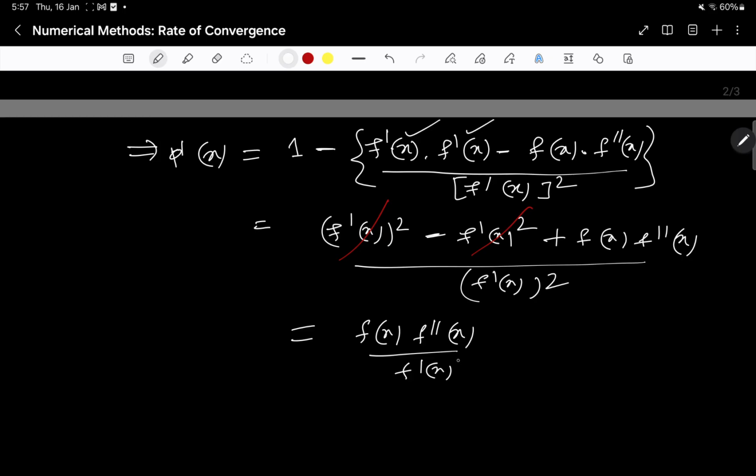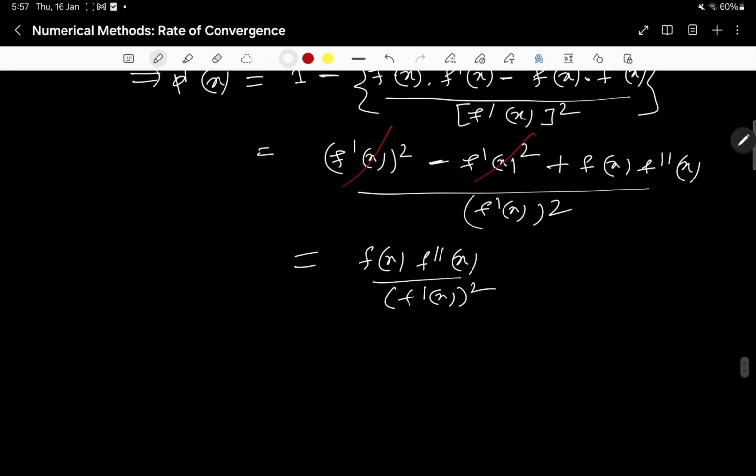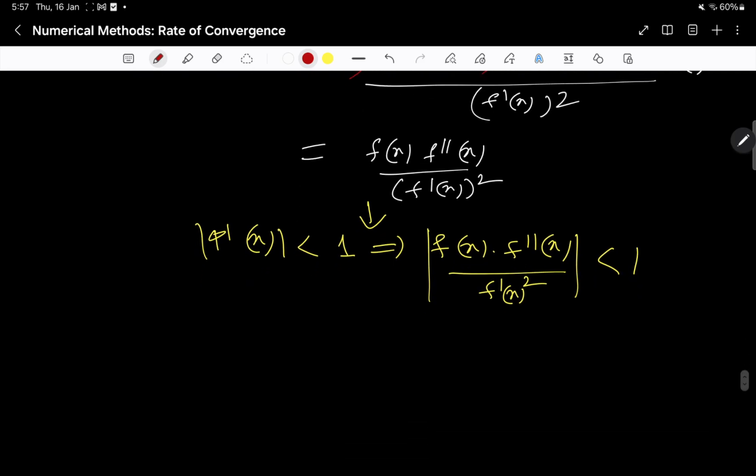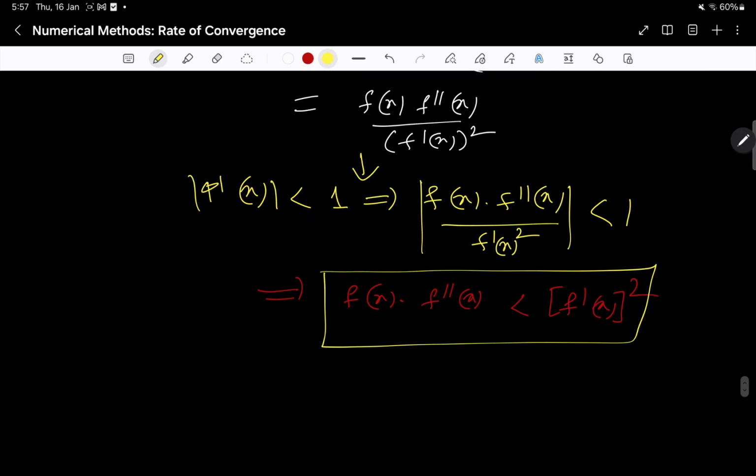Okay, f dash x square. So now in view of here, mod phi dash x is less than 1. So what does it mean? Mod of f x into f double dash x by f dash x square is less than 1. So what does it mean? This means f x into f double dash x is less than f dash x square. Okay, so this is the condition of convergence for the NR method, right? This is the condition of convergence for the NR method.